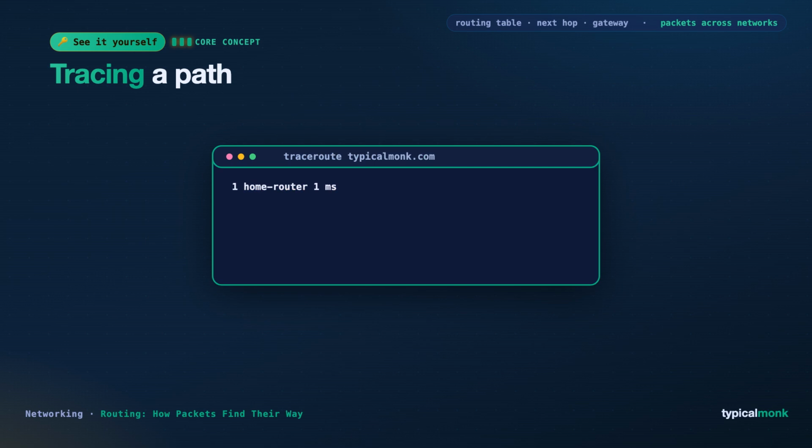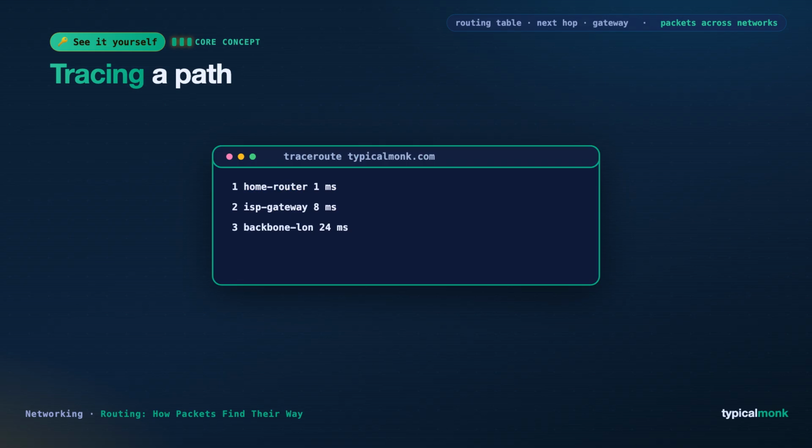You give it a destination, like a website, and it reports back each hop in order: the first router, the second, the third, all the way to the target. It is a live window into the hop-by-hop journey we just described, no longer abstract but shown as a real list of the machines your packet actually traversed. Running it is genuinely illuminating.